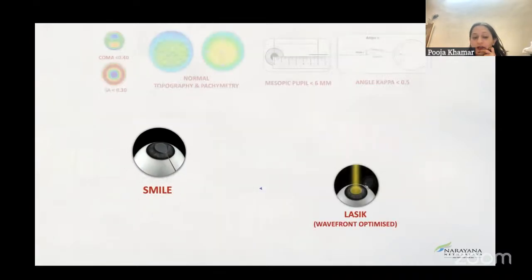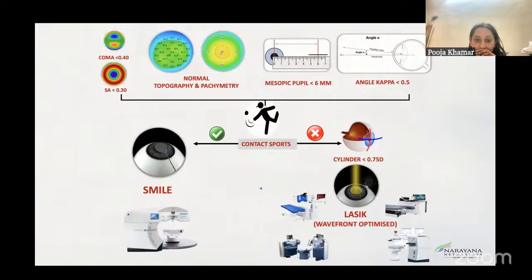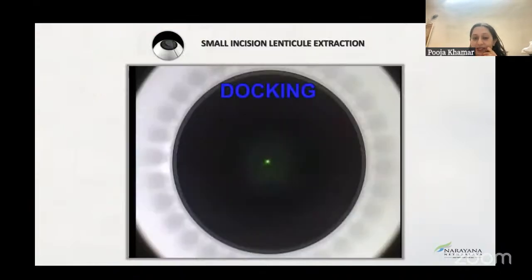Now you have SMILE and LASIK. You can divide it like this. If it's a normal topography, with minimal or no aberrations, a good mesopic pupil, and a good angle alpha kappa, and they are into contact sports, encourage them for SMILE. But if they are not into contact sports and the cylinders are optimal, then encourage them for LASIK, and you can do a wavefront-optimized LASIK.